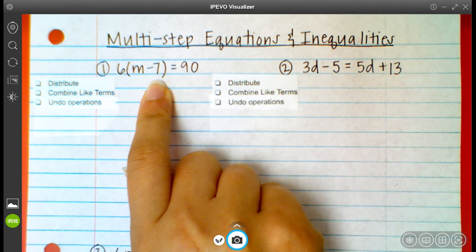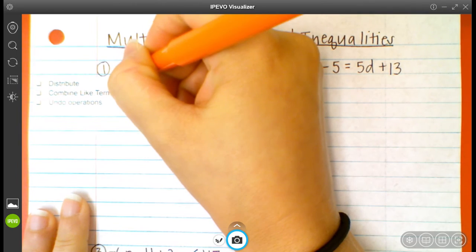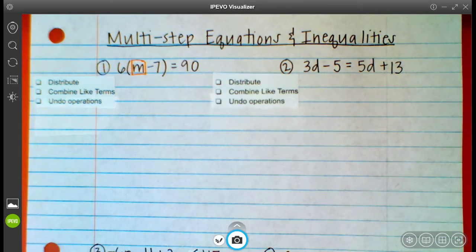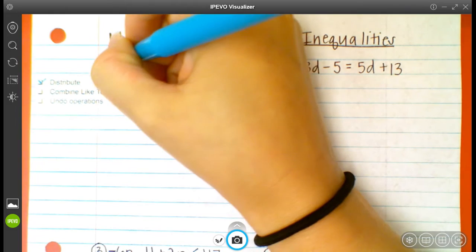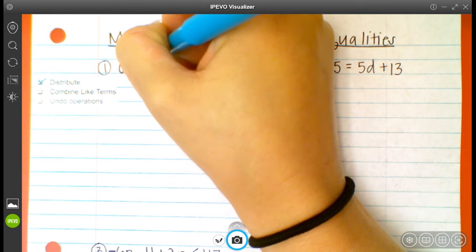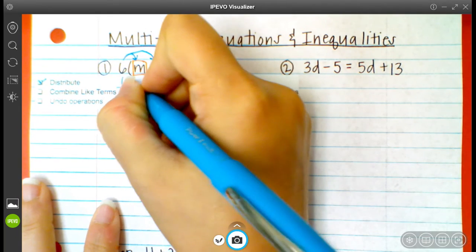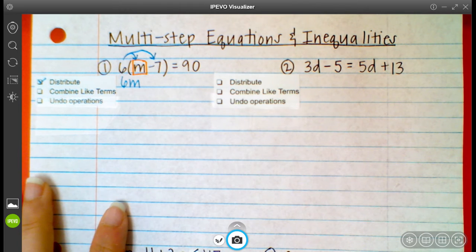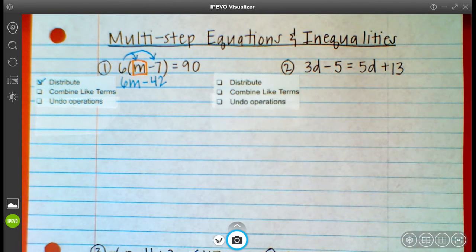In order to start solving, we learned that you definitely pay attention to your variable. And we notice that in number 1, our m is inside the parentheses, which should be triggering in your mind that we need to distribute first. So I'm going to check mark distribute, and I'm actually going to go through and distribute my 6 through my parentheses. So 6 times m is 6m. And 6 times negative 7 is negative 42. And that equals 90.